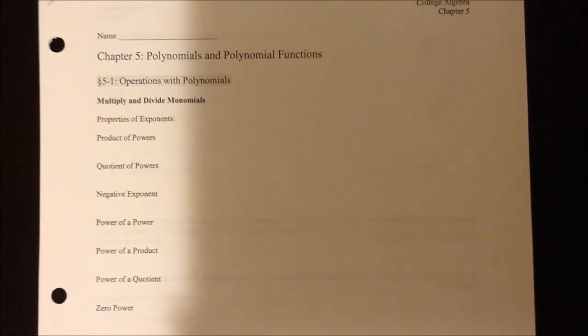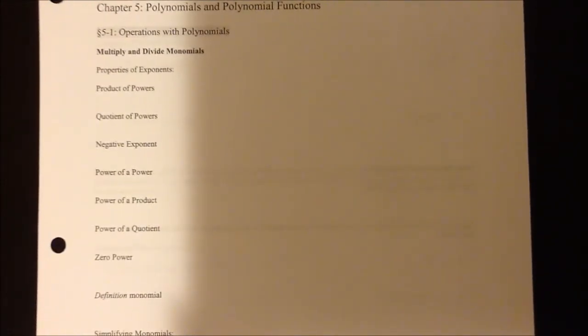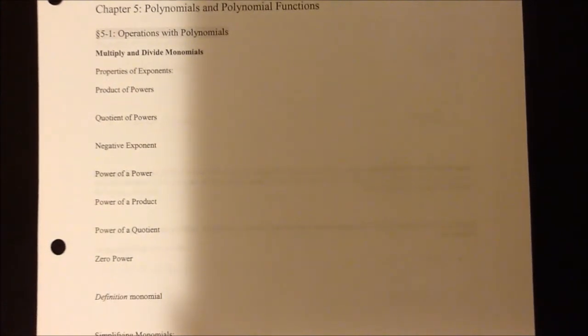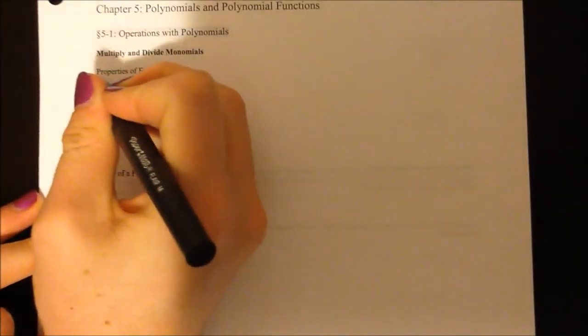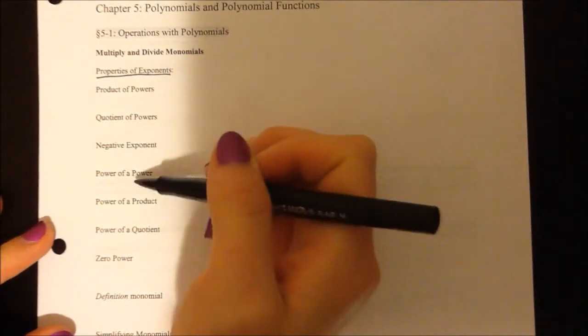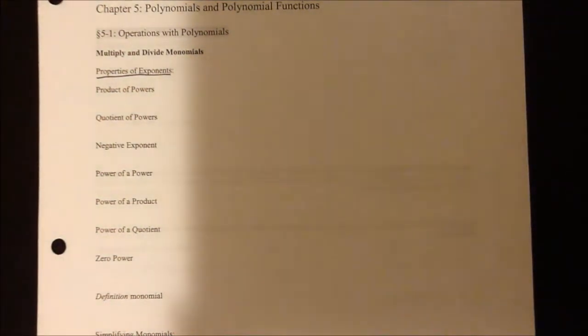Poly means many, and so polynomials have many terms. We're going to start with monomials, and the prefix mono means one. And so we're starting off with just these one-term expressions and how to simplify them. And so we've got all of these properties of exponents. We've got, let's see, 1, 2, 3, 4, 5, 6, 7 of them. So we're going to write them down, kind of talk about it, maybe give an example or two.